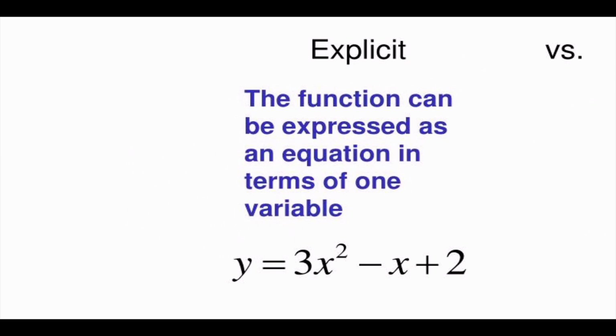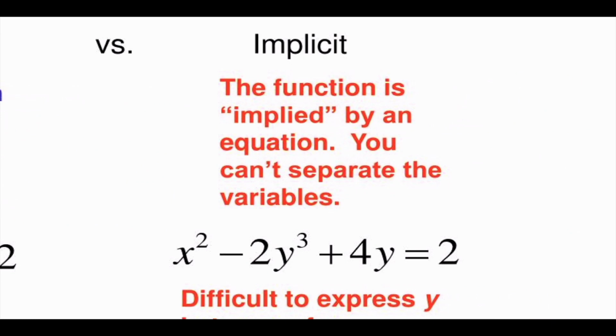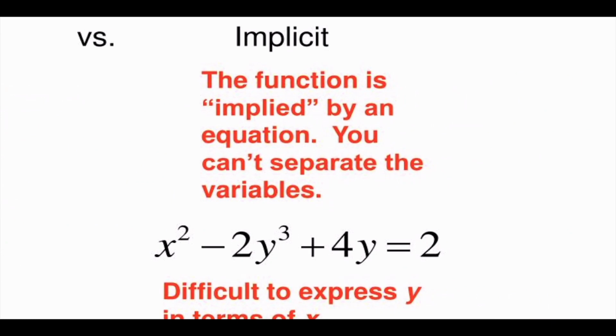Explicit functions can be expressed as an equation in terms of one variable. Anytime we can solve for y, or f of x equals, that's explicit, right? Those are the equations we did in the last chapter. You guys just took a test on them. So now in this section we're going to look at what's called implicit.